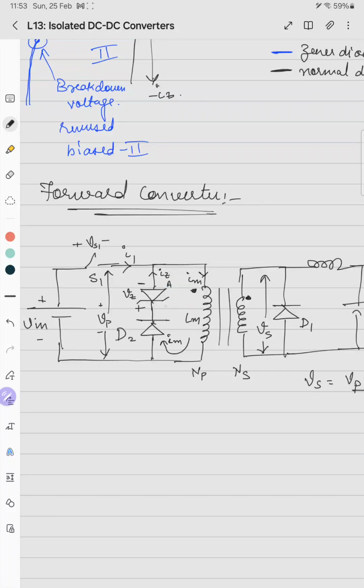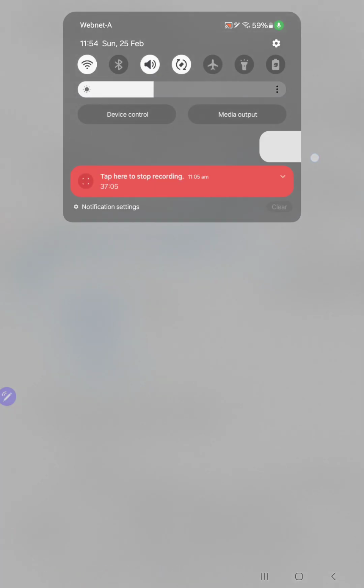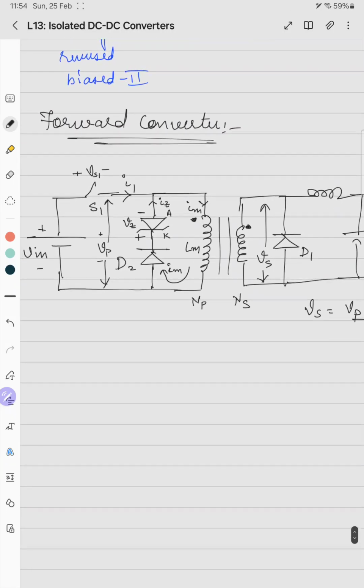This is the anode, this is the cathode. The anode of this diode, the Zener diode. So this will forward bias the Zener diode, and you know that in forward bias the Zener diode acts as a normal diode only. So there is no difference in the operation.